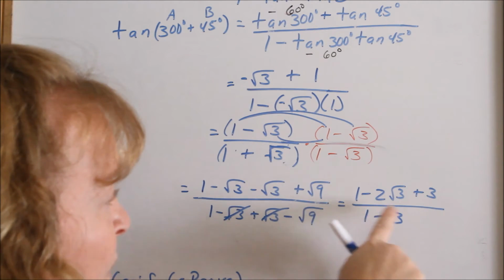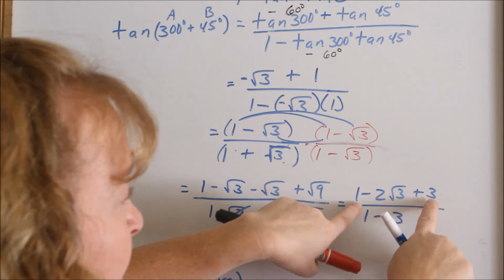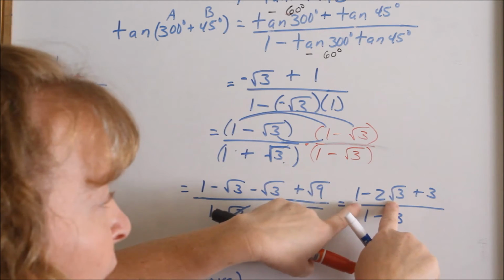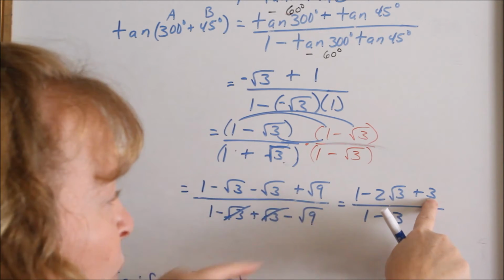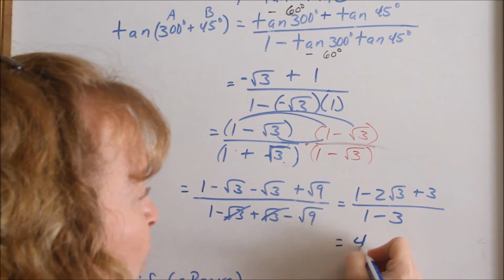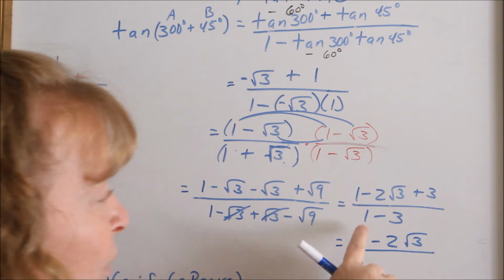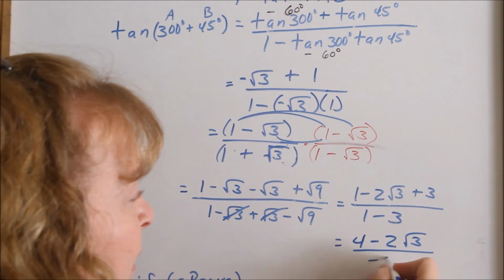Okay, so on the numerator, I can combine my numbers. I can't combine my numbers with my radicals because it's not the same kind. 1 plus 3 is 4. So this would be 4 minus 2 square root of 3 all over 1 minus 3, which is negative 2.